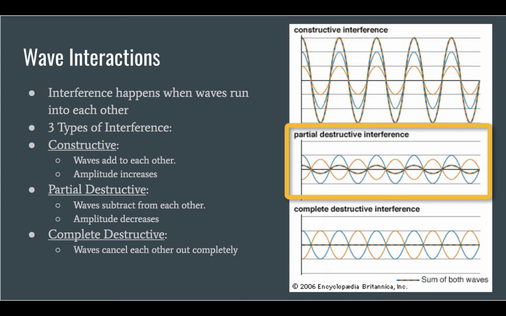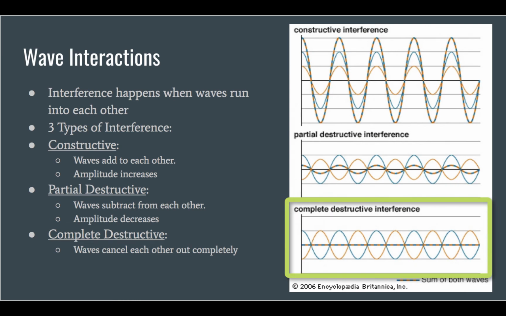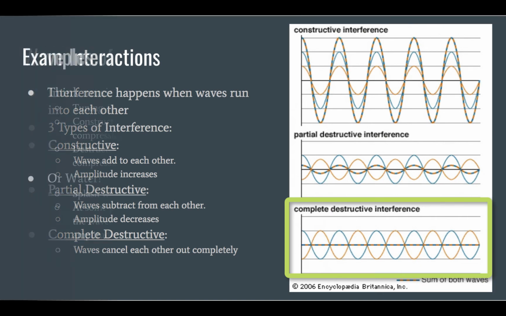Partial destructive, where they're not perfectly out of line with each other, they're just kind of part way out of line. The crests aren't lined up, and the waves aren't completely unaligned. So the amplitude or the height of the waves tend to decrease, but they don't go exactly to zero. And then there's complete destructive, where the crest of one wave lines up perfectly with the trough, or the bottom part, maybe a valley if you think of it that way, of another wave, and they cancel each other out, and it takes the whole wave to zero when they run into each other.